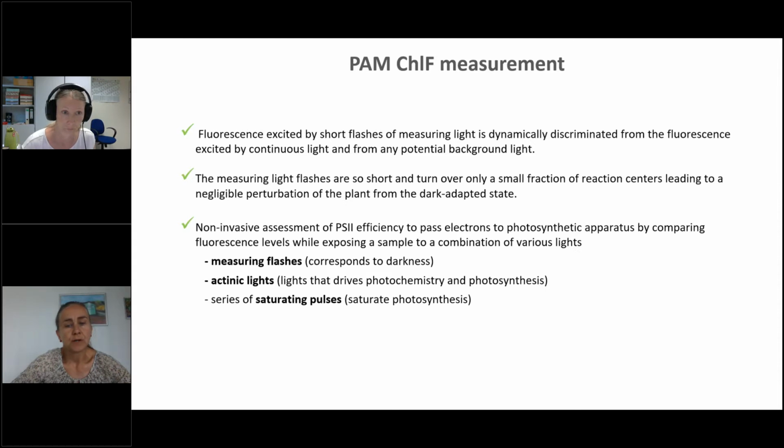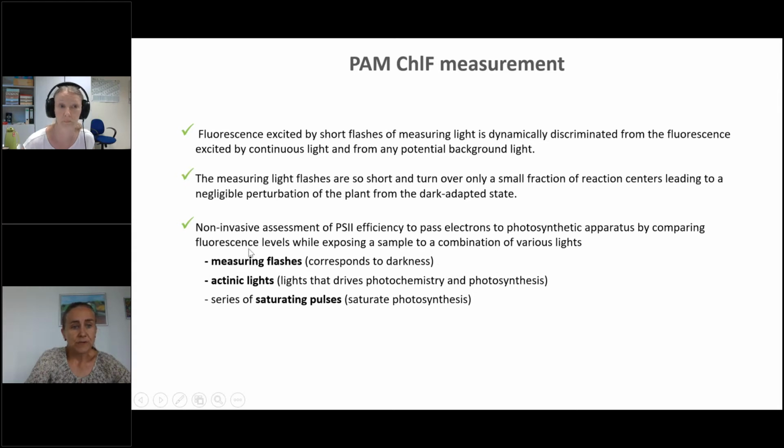For this type of measurement, what is essential is the fact that the fluorescence is excited by short flashes of measuring light, which allows us to dynamically discriminate from the fluorescence excited by the continuous light or from any potential background light, such as the ambient light we have, for example, in the field when we do field measurements.